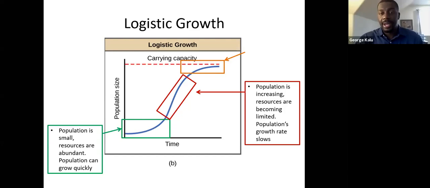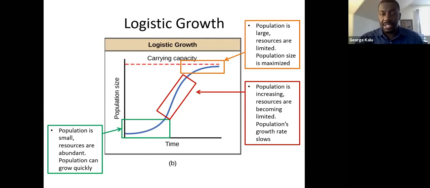Then at the last portion, this top orange portion here, the population is extremely large. And so at this point, you start to approach your carrying capacity because your resources are now becoming extremely limited. Because resources are extremely limited, the population size now reaches its maximum, which is at the carrying capacity. So that's typically what's happening at different points along this graphic.